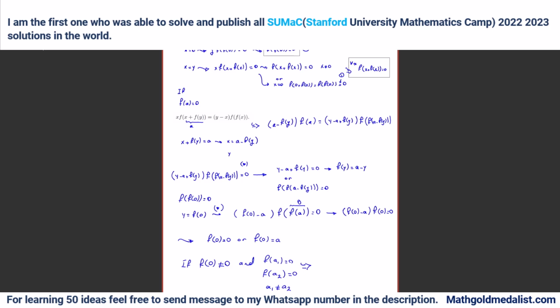Pay attention to this part that we considered. If f of a is 0, we proved this, right? Yeah. Okay, now I said if f of 0 is not 0, and we have two variables that are not equal, with f of a1 equal to 0 and f of a2 equal to 0, then what can we conclude? Try to see.